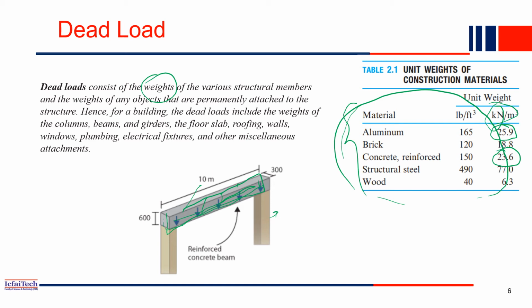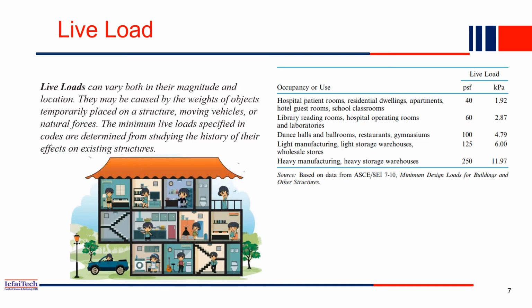Now, as I already mentioned, live load is basically the movable load. In a building, all the human load is basically live load, and all the furniture, like bed, TV, fridge, almirah, everything other than the structure's own load, we call live load. Live load also you can compute. For example, if you are designing a hospital structure, then you can consider the live load as 1.92 kilopascal.